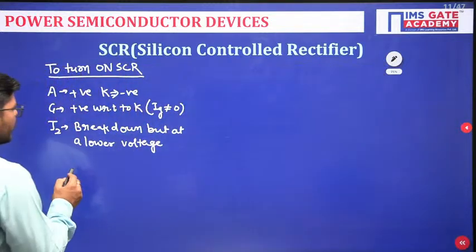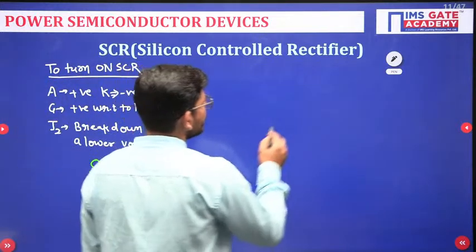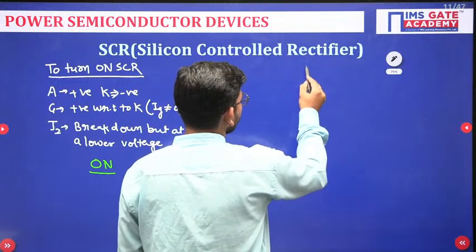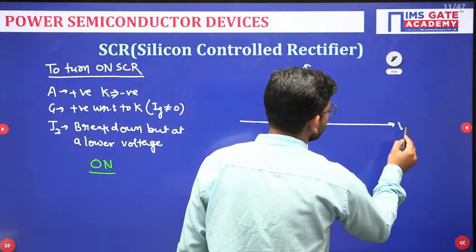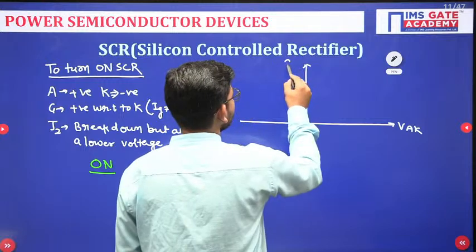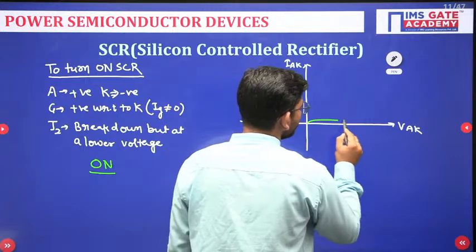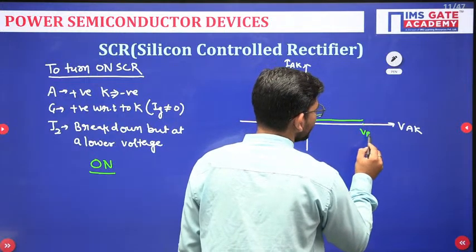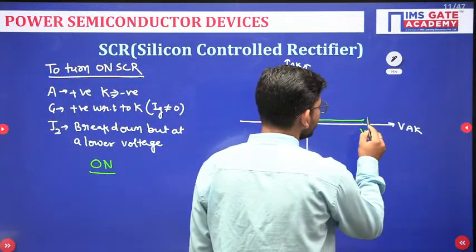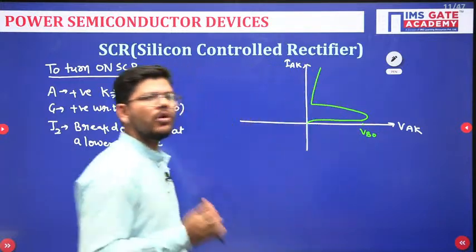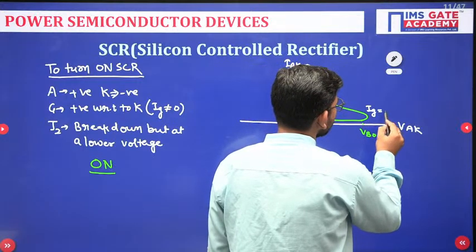So when you do that, what will happen? The device will now come into the on state. And the SCR characteristics will be like this. This is the applied anode to cathode voltage, and this is the anode to cathode current. Earlier we applied a positive voltage, and this is called the breakover voltage. When you increase the applied voltage beyond the breakover voltage, the device comes into the on state. At that moment you haven't applied any gate current, so the gate current was zero here.